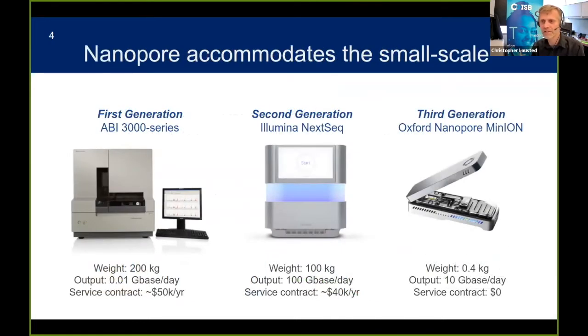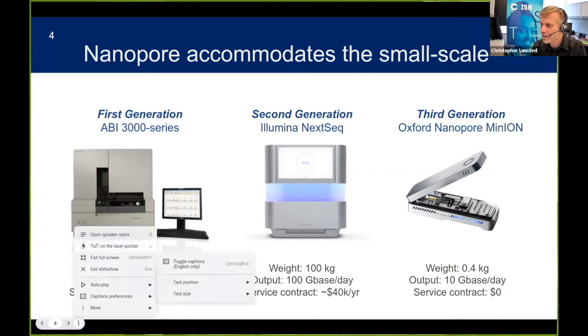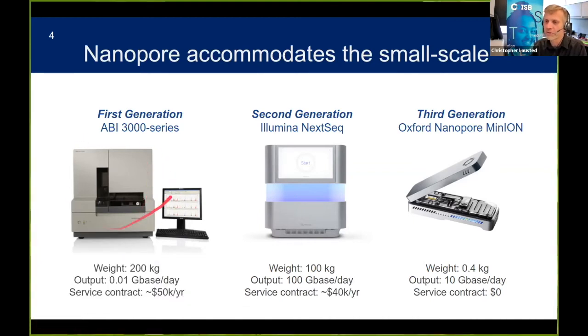So when ISB started 20 years ago, we had a huge sequencing group working on chromosome 15 for the Human Genome Project. And we had a lot of these machines here on the left, the first generation of sequencing machines, like the ABI 3000 series. We had tables and tables of these. They were massive, they were heavy, they were extremely expensive. But this is what did the original Human Genome Project. This technology was actually developed by our founder, Leroy Hood.